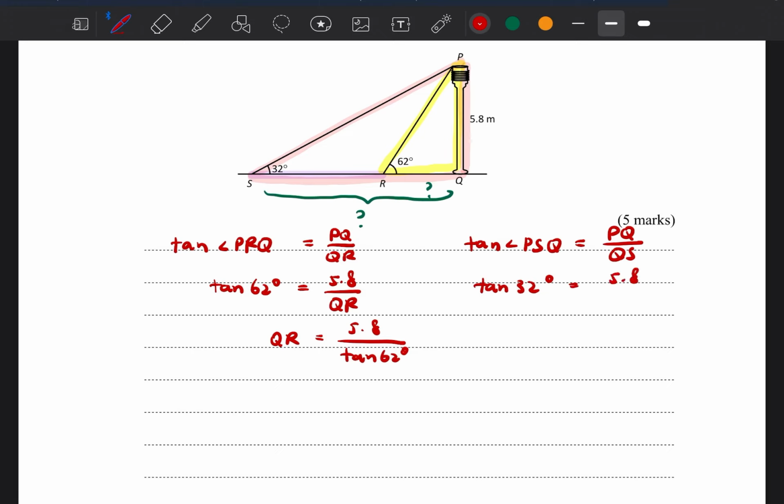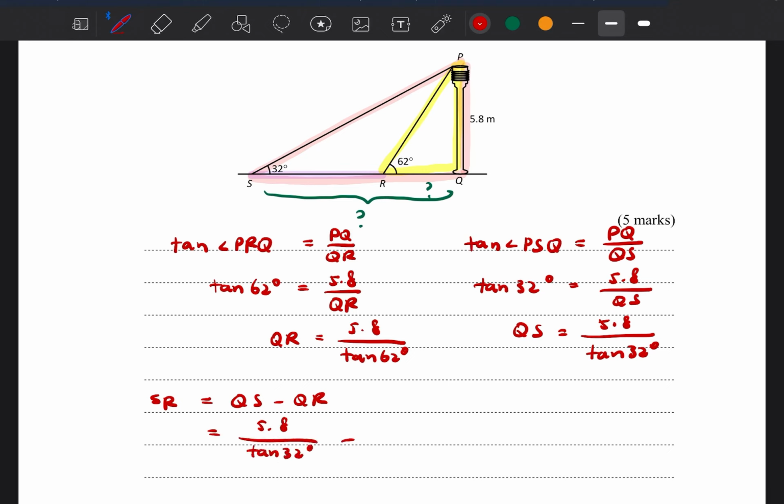Okay, so tangent 32 degrees equals 5.8 divided by QS. So QS equals 5.8 divided by tangent 32. So my SR here will equal QS minus QR. So 5.8 divided by tangent 32 minus 5.8 divided by tangent 62. And then you have 6.20 meters, correct to 3 significant figures.